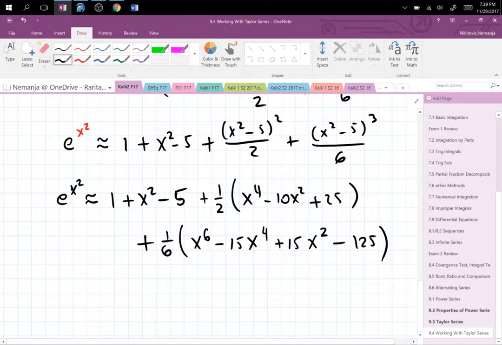Distribute the half, distribute 1/6, add like terms, and you have your sixth order polynomial to expand this. But then you'll be integrating a polynomial and you plug in 5 and 5.2, and there you have it.